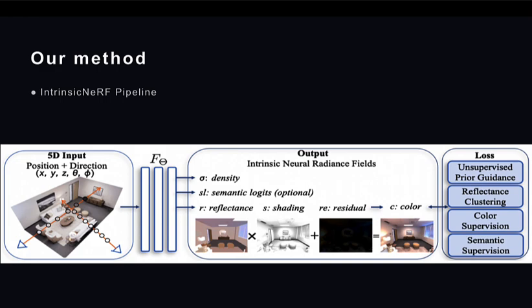IntrinsicNeRF takes the 3D point and direction as input, and outputs reflectance, shading, and the view-dependent residual term. The product of reflectance and shading, plus the residual term, gets the RGB output. When the input is room-level data, IntrinsicNeRF enables the semantic branch to improve the intrinsic decomposition quality. Unsupervised priors and reflectance clustering are exploited to train IntrinsicNeRF in an unsupervised manner.